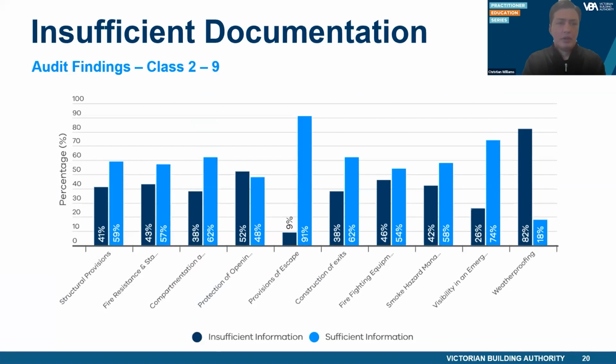The graph which you see in this slide was obtained from the VBA Building Surveyor Audit Program report between January 2021 and December 2021, which is available from our website and outlines some of the findings due to insufficient documentation which form part of building permits. From this graph, it can be observed that 82% of audits demonstrated that there was insufficient information to check compliance with performance requirement FP 1.4 for weatherproofing.